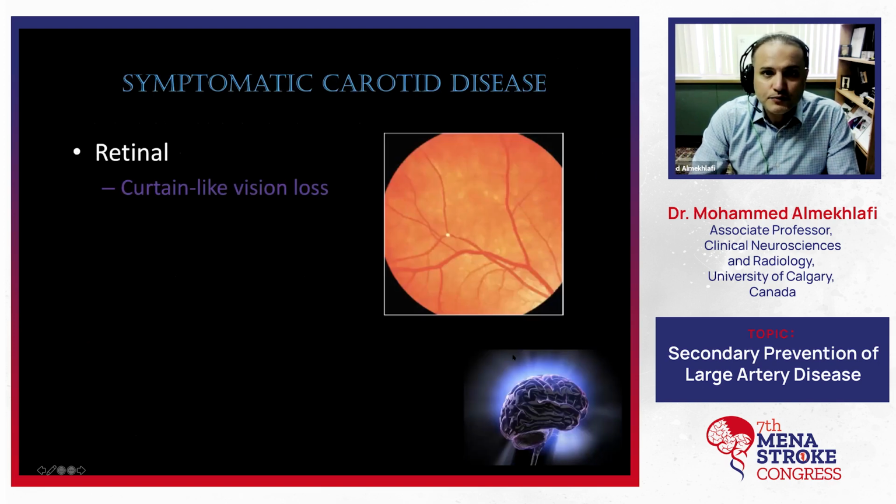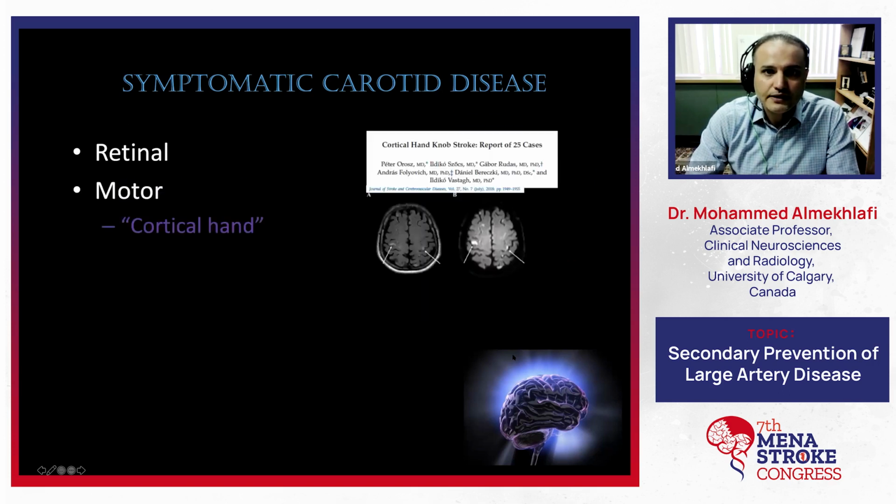Symptomatic cases could present with retinal events, and in these circumstances, patients describe the classical curtain-like loss of vision, monocular, could be painless or painful. And if we're lucky, sometimes we clinch the diagnosis at the bedside by looking at the retina, as we can see in this picture, seeing a Hollenhorst plaque in the retina. And so amaurosis fugax is confirmed in that entity.